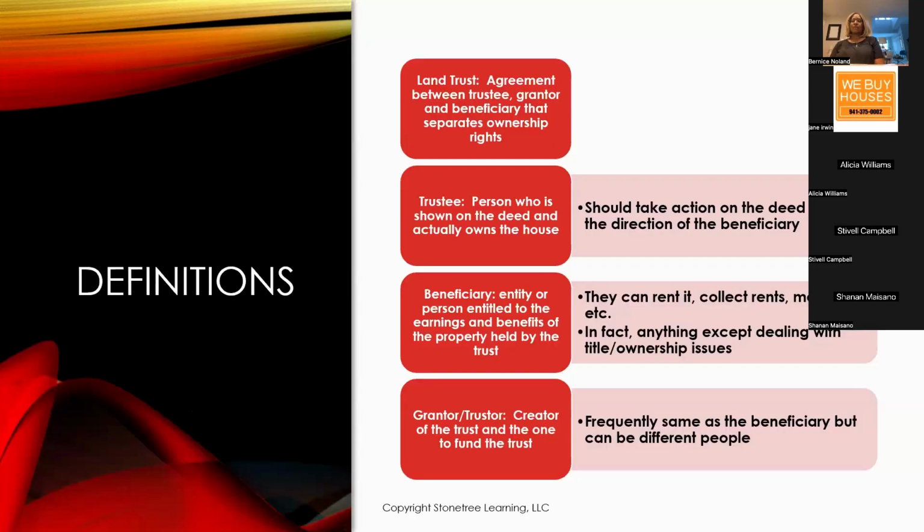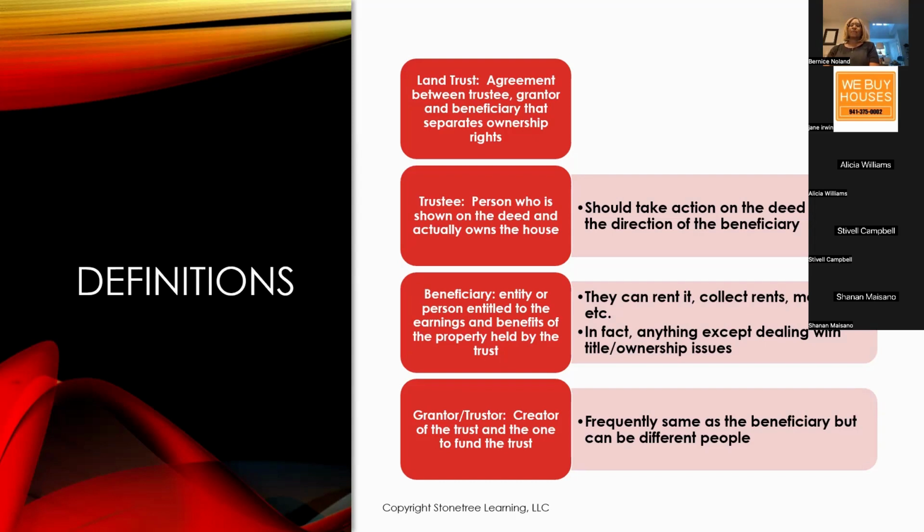So I'm going to go on here, and we're just going to talk a little bit about definitions for a minute. A land trust is actually an agreement between the grantee, the trustee, who's the person who is going to take care of the property for you and actually owns the property. The grantor, who most of the time is you, because you are granting the trustee the property, and so you're the one that's forming the trust, right?